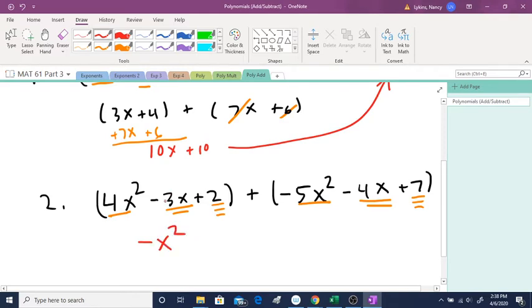I'm going to do a negative 3 plus a negative 4. So think about two negatives when you add them. If you owe me $3, and I'm going to put it here at the side, owe me $4, how much do you owe me? You owe me $7. So it'll be negative 7x. And finally, 2 plus 7 is 9.